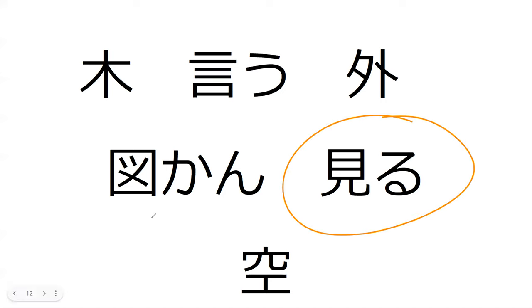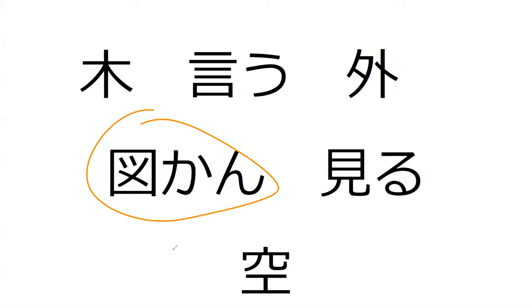Okay, so what is this word? Miru. And this word? Soto. Nice. And what's this one? That is zukan. And what does zukan mean? Zukan means a dictionary, a picture dictionary. Good job.